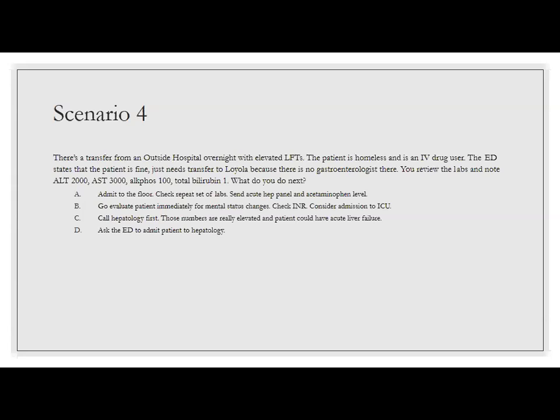Okay, there's a transfer from an outside hospital overnight with elevated LFTs. The patient is homeless and is an IV drug user. The ED states the patient is fine, just needs transfer to Loyola because there's no gastroenterologist there. You review the labs and note the ALT is 2,000, AST is 3,000, ALK Phos 100, total bilirubin is 1. What should you do next? A, admit to the floor, check repeat set of labs, send acute HEP panel and acetaminophen level. B, go evaluate the patient immediately for mental status changes, check INR, consider admission to the ICU. C, call hepatology first. Those numbers are really elevated and the patient could have acute liver failure. D, ask the ED to admit the patient to hepatology.